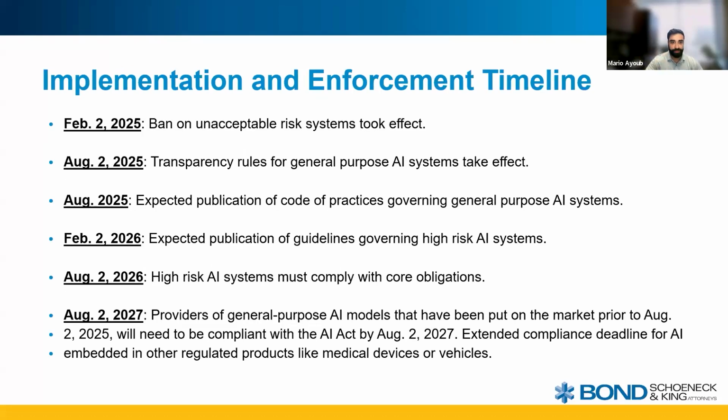So here is a high-level timeline of how the Act is coming online slowly in pieces. And the key date to remember here is that August 2, 2027 deadline, where all general purpose AI models will have to be compliant with the Act.